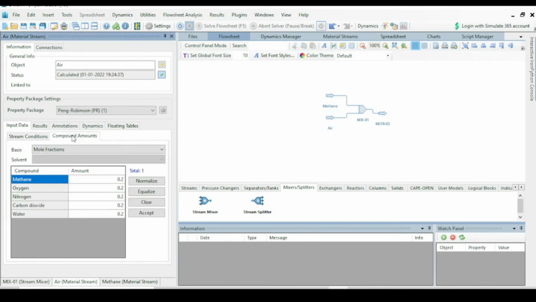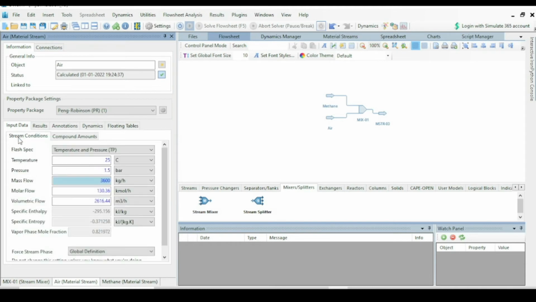So before that we just specify the mole fraction of the stream. Methane is 0 here, oxygen is 0.2, nitrogen is 0.8, carbon dioxide 0, water is 0, and click accept. Okay, and then again go to the stream condition, and here we have to specify the molar flow, or the mass flow.